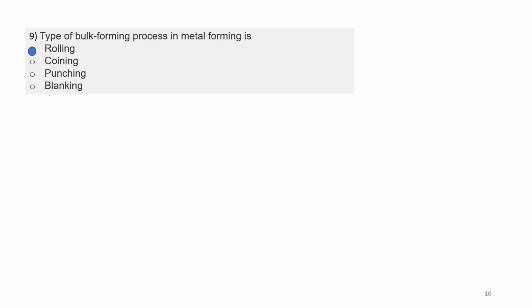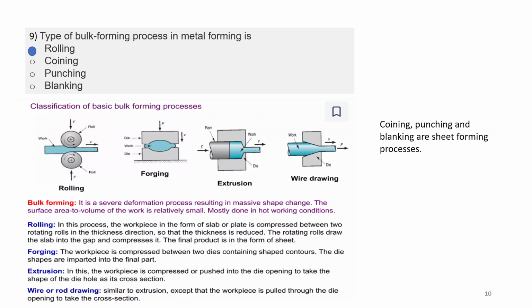Okay, it can be open forging as well, in which you don't require any dies, closed dies. So in that case, the workpiece is compressed between two dies containing shaped contours, and the die shapes are imparted into the final part. You have extrusion, in which the workpiece is compressed or pushed into the die opening to take the shape of the die hole as its cross section.